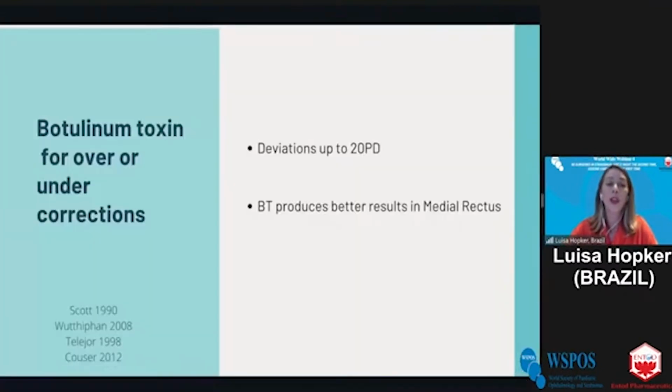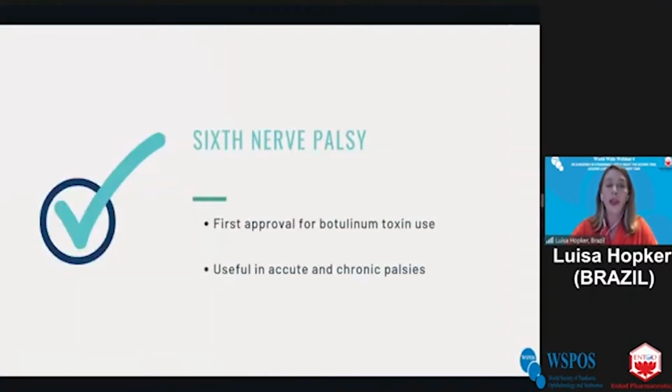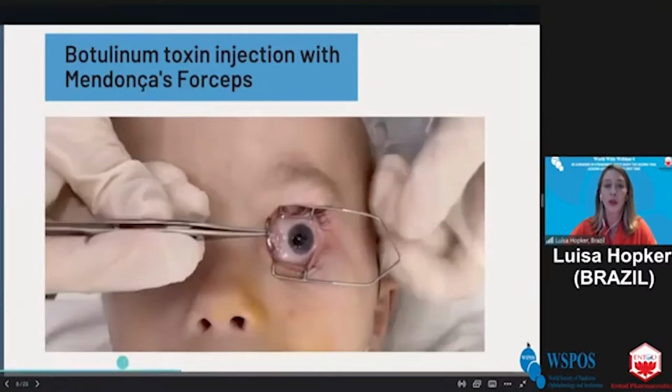Whenever we are using it for over or under corrections, we have to remember that it works best for deviations up to 20 prism diopters, and it produces better results in the medial rectus because of the characteristics of the singly innervated fibers. I have to raise a point for sixth nerve palsy. It was the first approval for botulinum toxin use back in the 80s, and is very useful both in acute and chronic palsies. In this video, you can see how I inject botulinum toxin using Mendonça's forceps.